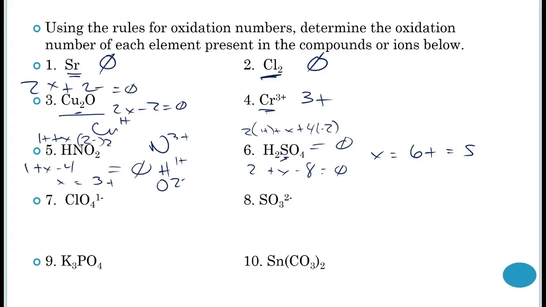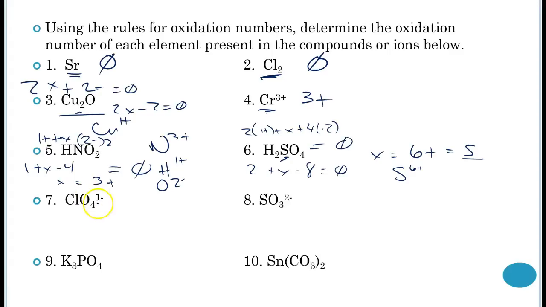Now again, if you look at the periodic table, you probably see a -2 written above there. And again, that is the most common oxidation number. However, according to the rules for oxidation numbers, sulfur doesn't have that. So in this case, sulfur is +6. Okay, let's jump down to this one.